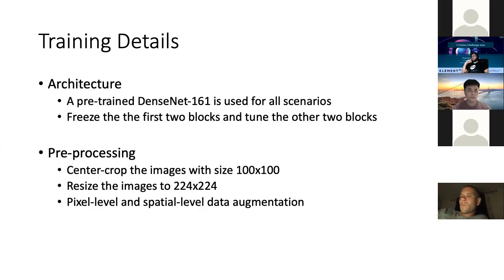And we perform some pre-processing. I think the most important here for us is the center crop. We center crop both training and testing images with a 100 by 100 window to avoid the effect of the background. And after that, we resize all the images to 224 by 224 to match the pre-trained models' precise size. And of course, we use data augmentation to improve the generalization of the model.